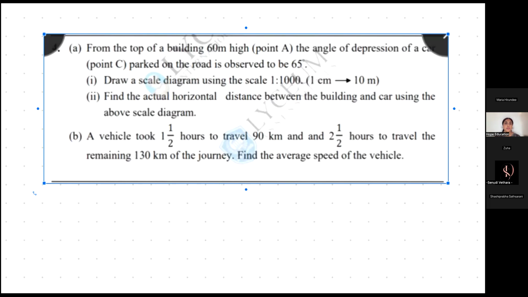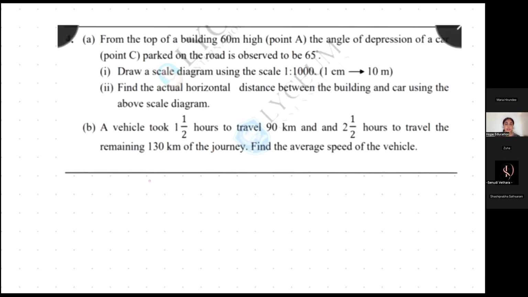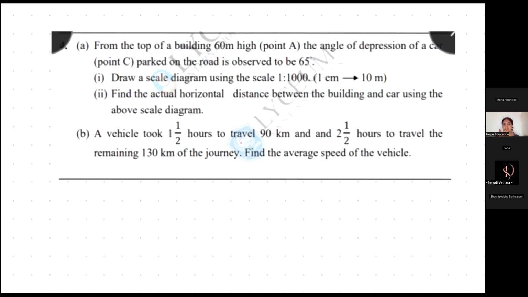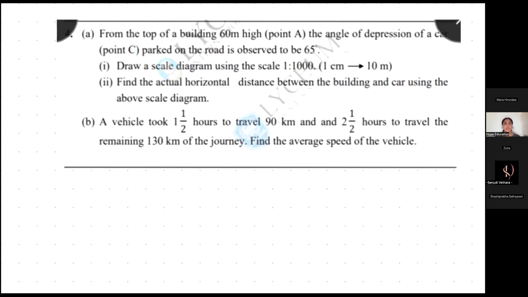All right. From the top of a building 60 meters high, point A, the angle of depression of a car, point C, parked on the road is observed to be 65 degrees. Draw a scale diagram using the scale 1:1000.